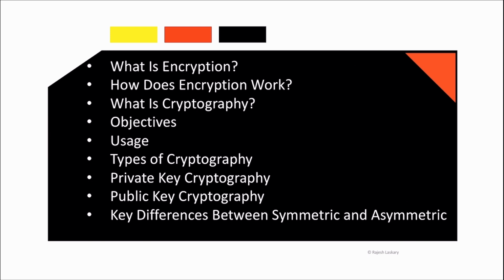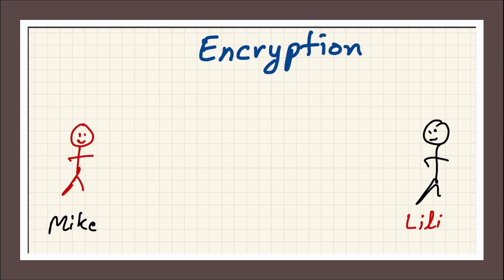So in this chapter, we are going to talk about what is encryption, how does encryption work, what is cryptography, its objectives, usage, and its types, what is private key and public key cryptography, and what are the key differences between symmetric and asymmetric or private and public key cryptography. So let us first talk about encryption.